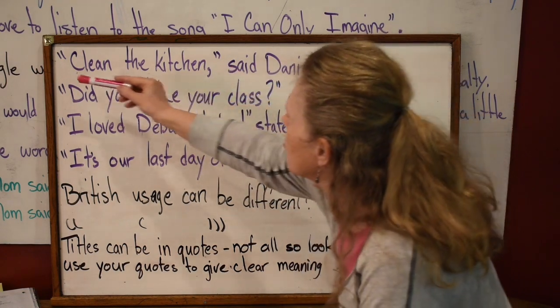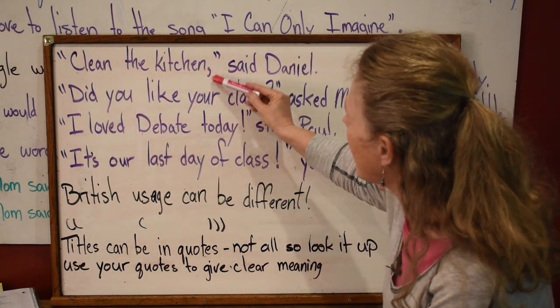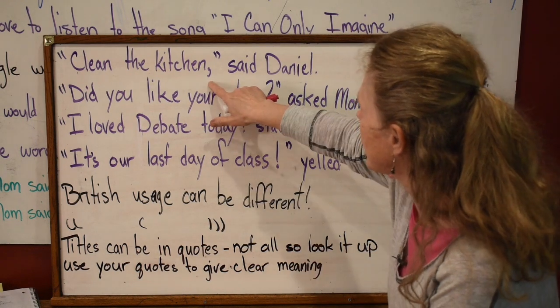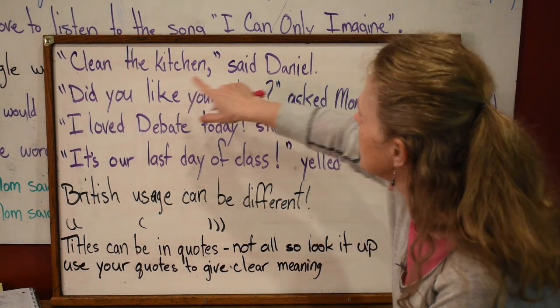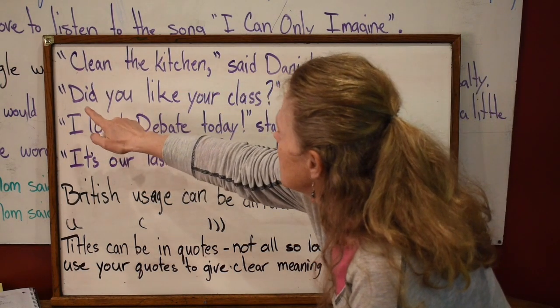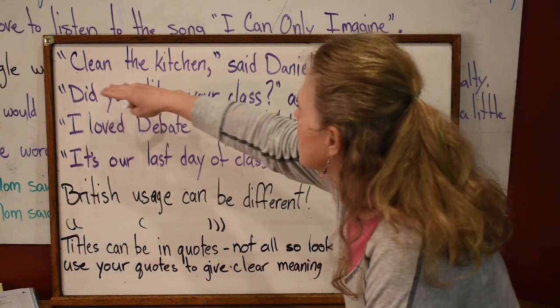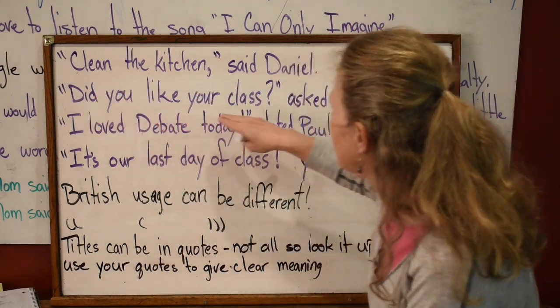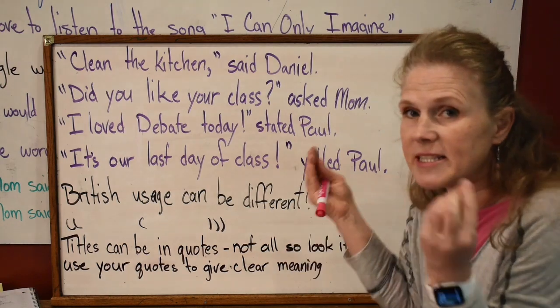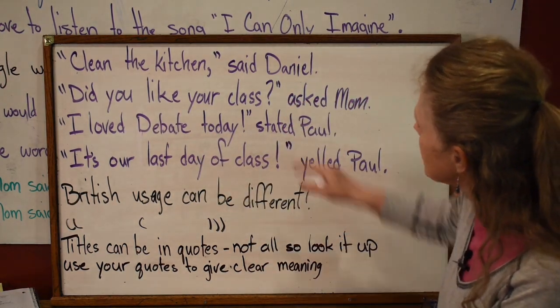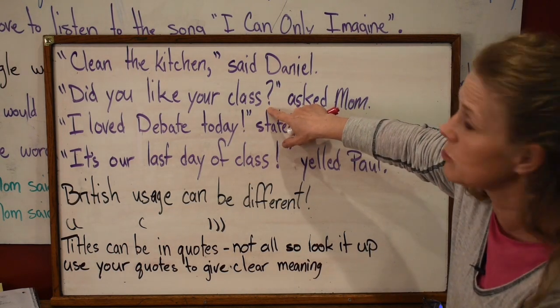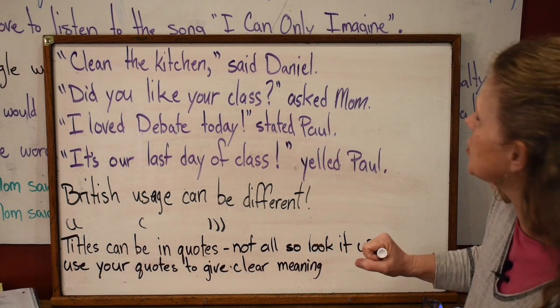Quotation marks around clean the kitchen. And then we have a comma right here. But look, lowercase right here. What's the next one? Now, this is the exact wording, clean the kitchen. Did you like your class? Question mark. The exact wording is going in the quotation marks. Look where the question mark is right here. It's inside the quotation marks.